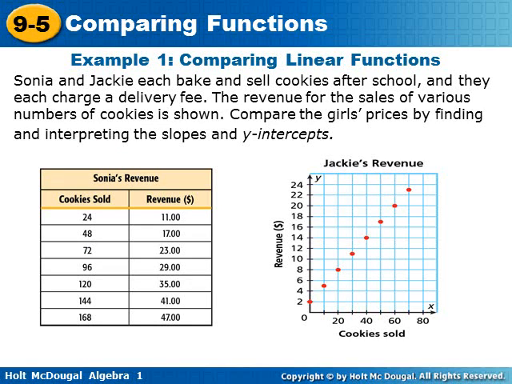Sonia and Jackie each bake and sell cookies after school. They each charge a delivery fee. The revenue for sales of various numbers of cookies is shown. Compare the girls' prices by finding and interpreting the slopes and y-intercepts. You can see Sonia's revenue, the number of cookies sold, and how much money she earned. And then you can see Jackie's revenue in graph form, with the cookies sold as the x-axis and the revenue earned as the y-axis.